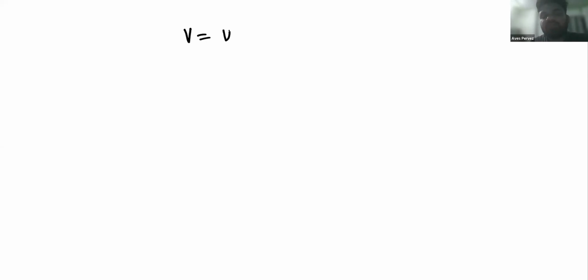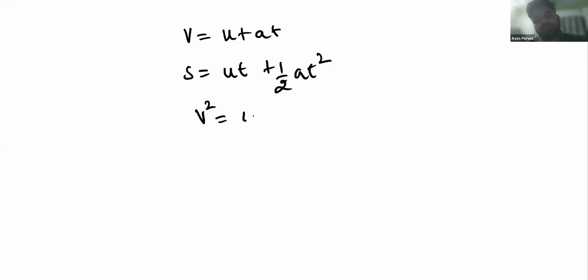First is v equals u plus at. The second one is s equals ut plus half at square, and the third is v square equals u square plus 2as. So these are the three equations of motion.